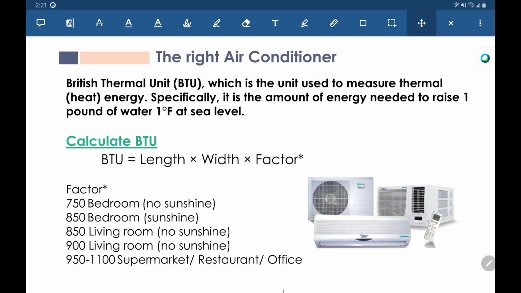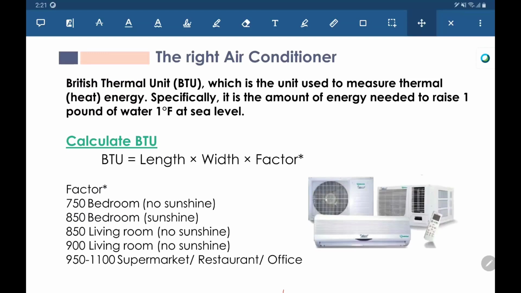Before buying an air conditioner, find out how many BTUs you need. So, what is BTU? BTU is British Thermal Unit. This is the unit used to measure the thermal energy or heat energy that is needed to raise the temperature of 1 pound of water by 1 degree Fahrenheit.